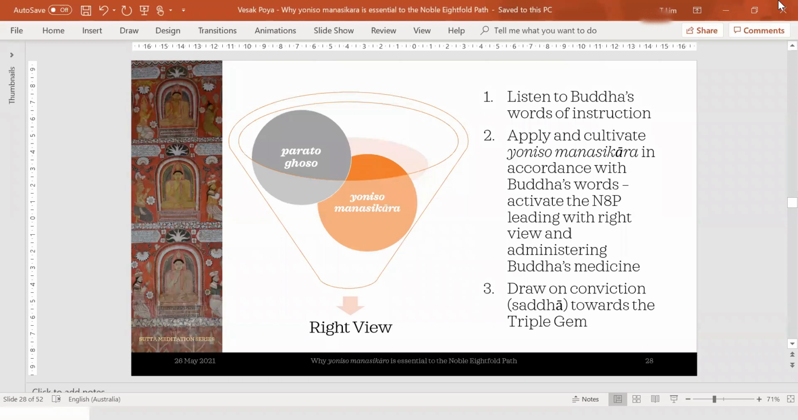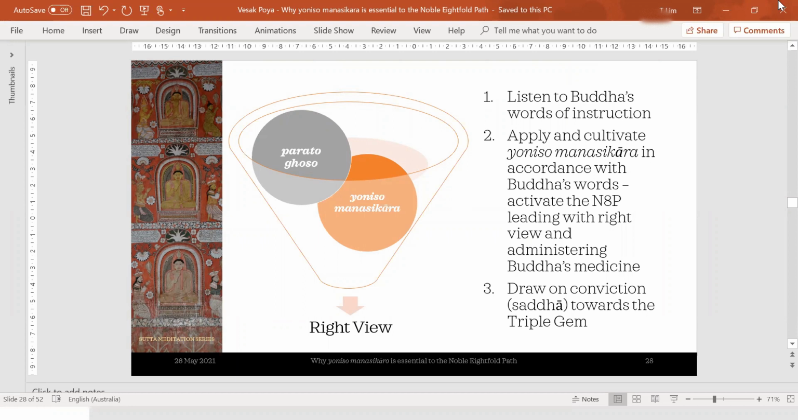So we've seen this funnel before. This is the right view funnel. The first thing that we do with yoniso manasikara is we listen to the Buddha's words of instruction. The second thing that we do in order to cultivate yoniso manasikara is to hear what the medicine is and apply it. And the third thing is that we're leaning on our saddha towards the Buddha.